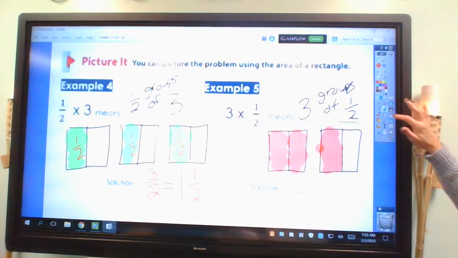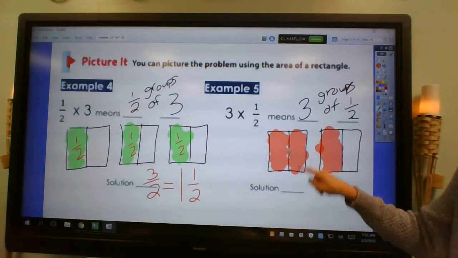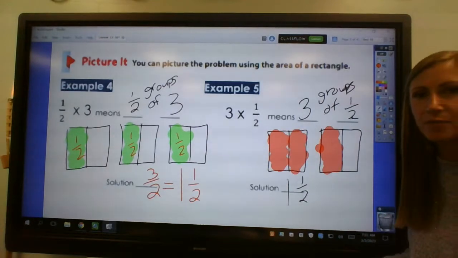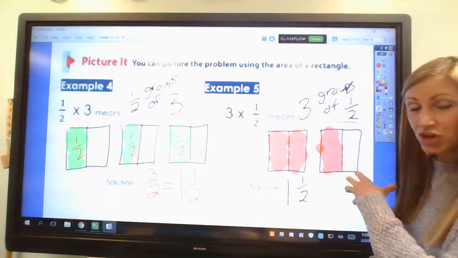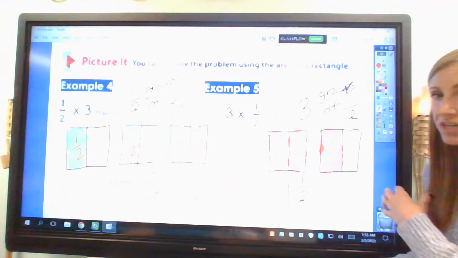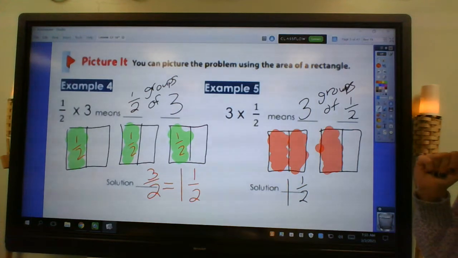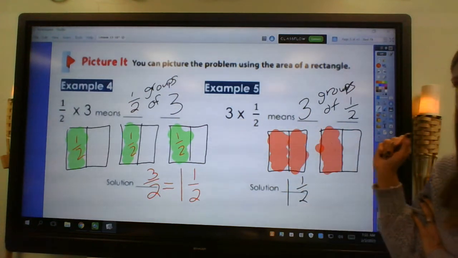Of course, those numbers are pretty small, so it's not complicated necessarily. But you can see I have 1 whole and a half. So really kind of bypassing that improper fraction. So see, I did not start with 3 wholes. I just started with the half to make 3 groups of them. Okay, so it always depends on what is being multiplied here.